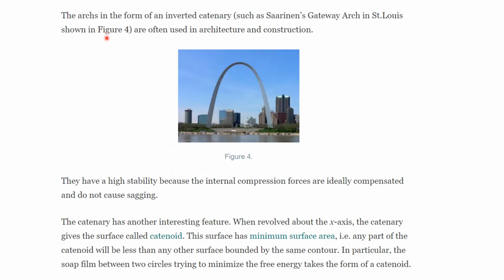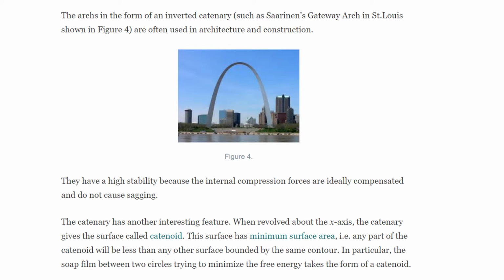It's very important from an engineering standpoint because the Gateway Arch and other structures in architecture and construction use this, because it has wonderful engineering properties, and there also are some good physics properties of this too. It is very important in applied math.